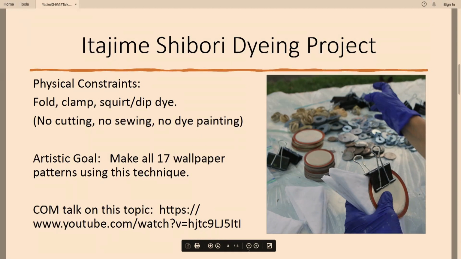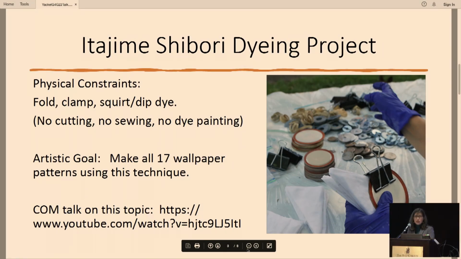And so it was really important to set out the physical constraints of this first, because once you set out the physical constraints, then they can be translated into mathematical constraints. And then I set out this artistic goal, which was to make all 17 wallpaper patterns using this technique. And so the second part of this that you should be getting from this slide is that it's important to set out a mathematical/artistic goal. And if you want to see the full talk on this topic, you can see it there. Or you can just Google, and then you'll find it.